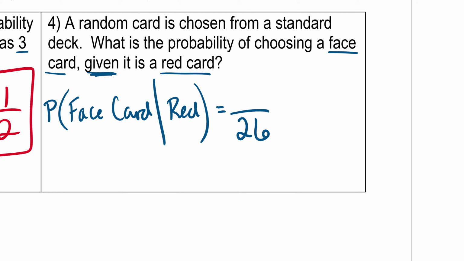That's the second part. So assuming I already know that it's a red, what's the chance that it's also a face card? Okay, well, how many face cards do we have? We have Jack, Queen, King. So there's 3 cards for each suit, but because there are diamonds and hearts, that's 2 suits. We would have Jack, Queen, King for hearts and Jack, Queen, King for diamonds. So that would be 6 total. 6 face cards that are red. And looking at that fraction, I know I can reduce. I can divide by 2 and you get 3 over 13.